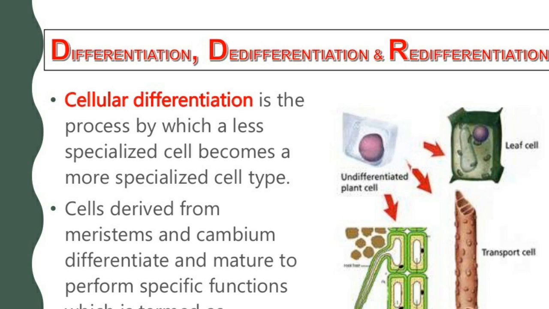Differentiation, dedifferentiation and redifferentiation. Cellular differentiation is the process by which a less specialized cell becomes a more specialized cell type. Cells derived from meristems and cambium differentiate and mature to perform a specific function.